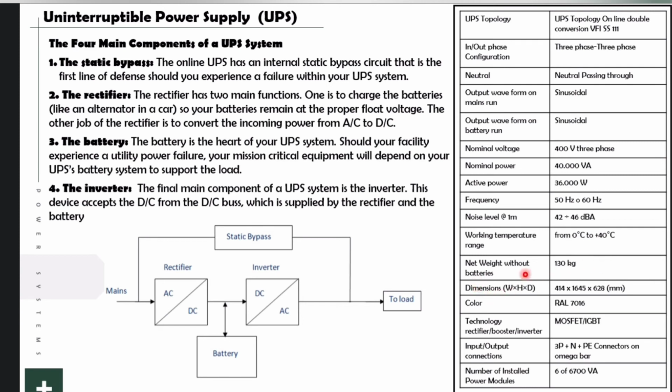And if my temperature is more than this, I can use an HVAC system for it. I can install a window type or split unit in the UPS room. And also the net weight without the battery, and the dimensions of the UPS system, and the color, and the input and output connections, and also the number of installed power modules.